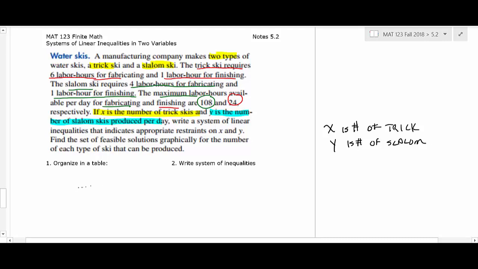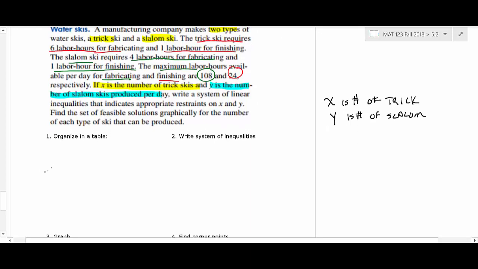So we can kind of organize this in a table if we want to, and that will help us to do our inequalities. So there's really 2 things that are going on. And it doesn't matter which way you do the table. Let's just do a row for trick skis, and let's do a row for slalom. And we're going to put this information together like this. Well, what it's saying is when you make these things, there's 2 things. You have the fabricating hours. It takes a certain amount to put together the materials, and then it takes a certain amount for finishing. Okay, now you could do this table backwards. You could do the fabricating and finishing and the trick and slalom. That's kind of your choice. So what we're going to do is just organize the information in here.